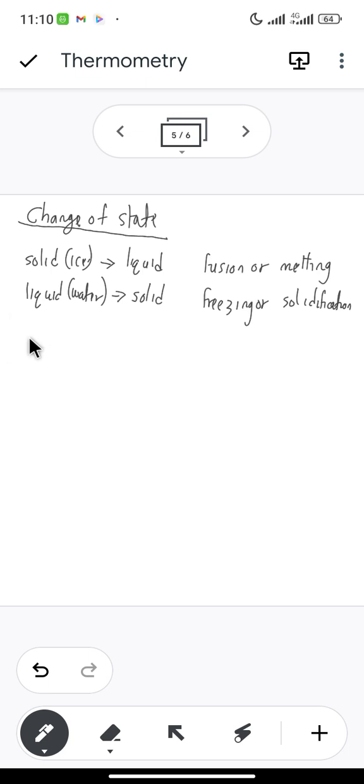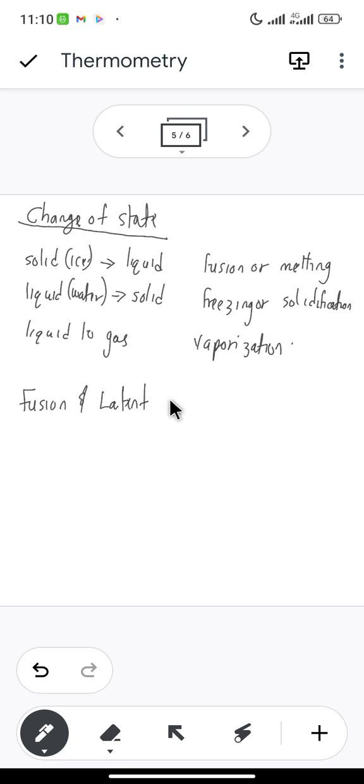When you change state from liquid to gas, we call it vaporization. So we're going to talk about fusion, and there's something called latent heat of fusion. So we'll talk about fusion and latent heat of fusion. So now let me explain something here.